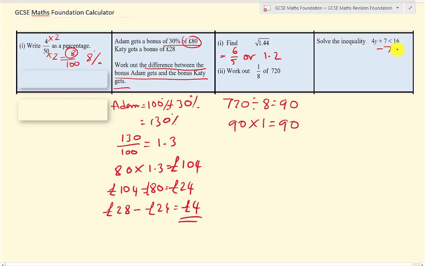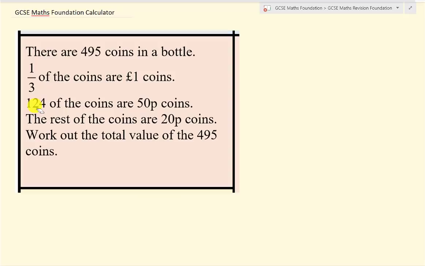So minus 7 from both sides. So 4y is less than 16 take away 7. If you're not sure, count 8, 9, 10, 11, 12, 13, 14, 15, 16, or use a calculator. And then 4y less than 16, so divide by 4 both sides. That gives us 4y divided by 4 is y, less than 16 divided by 4 is just 4. So y is less than 4.